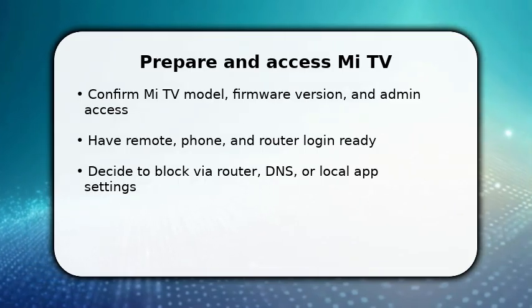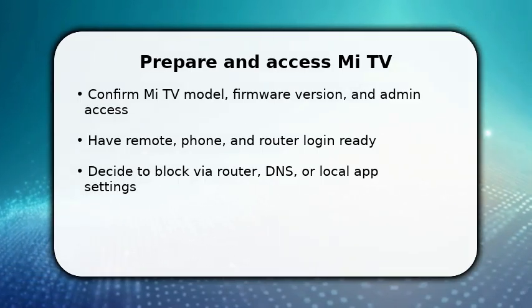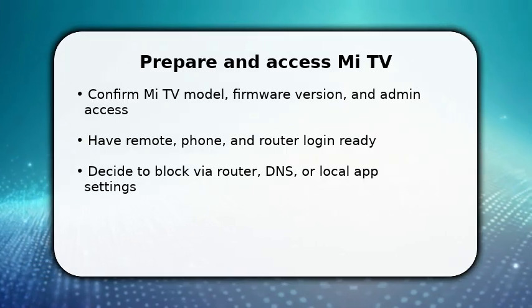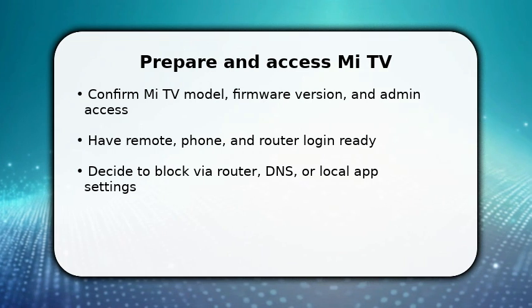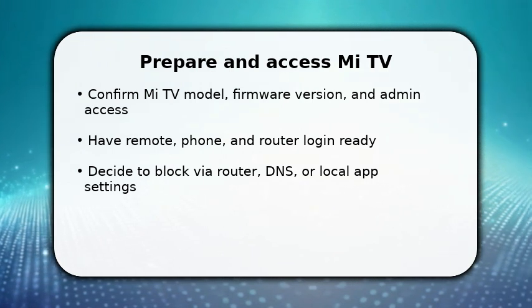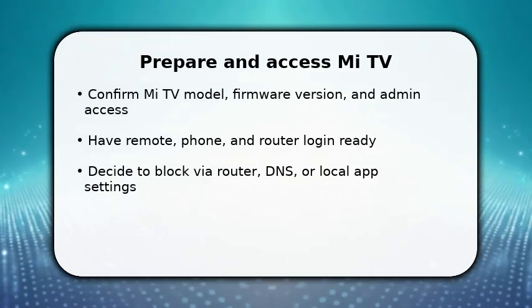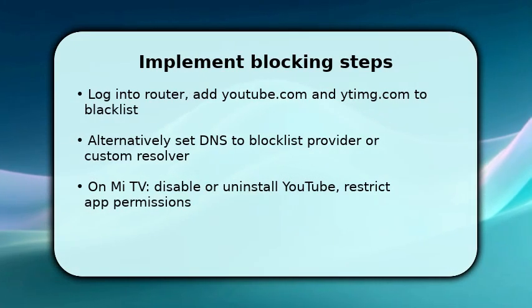You focus on the quickest method first, router-level blocking for whole network control, and local app restrictions if only the TV must be constrained. You log into your router admin page and locate parental controls or URL filters, then add YouTube.com and ytimg.com to the blacklist so both site and media files are blocked.